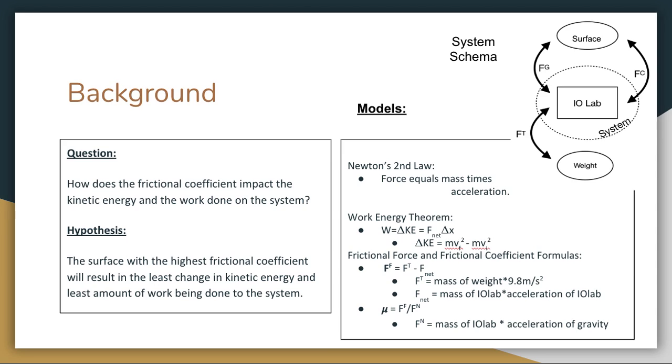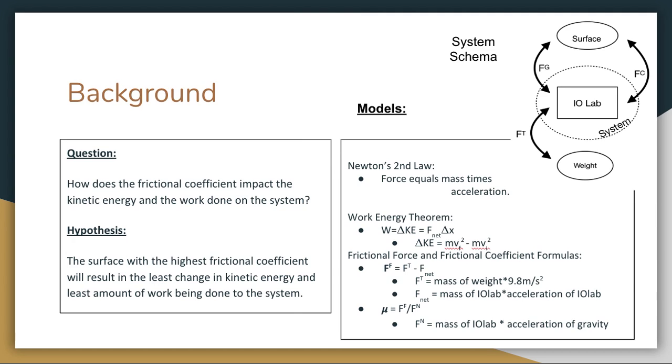Resistive forces are those which oppose the motion of an object. For our experiment, we are testing for a correlation between the frictional coefficient of the opposing surfaces and the kinetic energy and work done onto that system. We hypothesize that the surface with the highest frictional coefficient will result in the least amount of change in kinetic energy, and therefore the least amount of work done to the system.